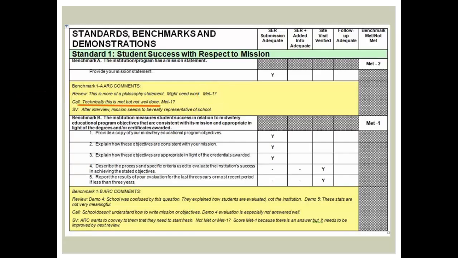But you can see the progression of the ARC's understanding of how the school meets the benchmark as they dig deeper into the review. After the ARC gathered more information during the site visit interview, they scored the benchmark with a MET 2. For benchmark 1B, the ARC tried to gather information during the SER and in the additional information request without success. Finally, at the site visit, the ARC had enough information to determine that the school had weaknesses that should be improved, so the ARC scored 1B with a MET 1.